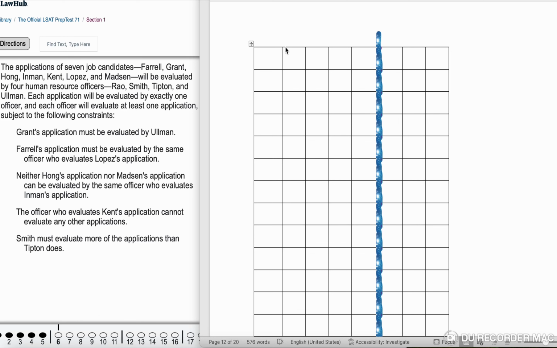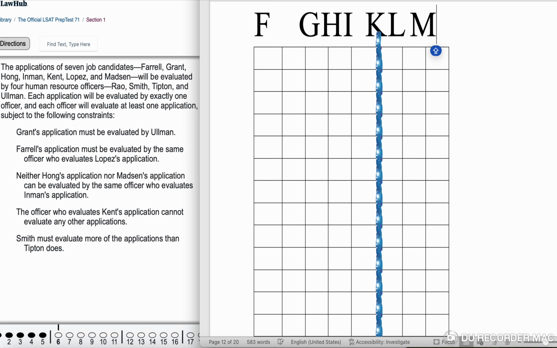The application of a 7-job candidate F, G, H, I, K, L, M will be evaluated by 4 human resources R, F, T, U. Each application will be evaluated by exactly 1 officer, and each officer will be evaluated by at least 1 application, subject to the following constraints.